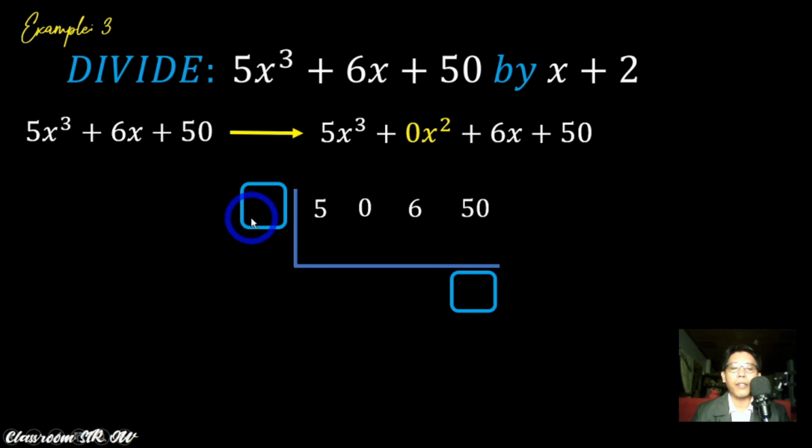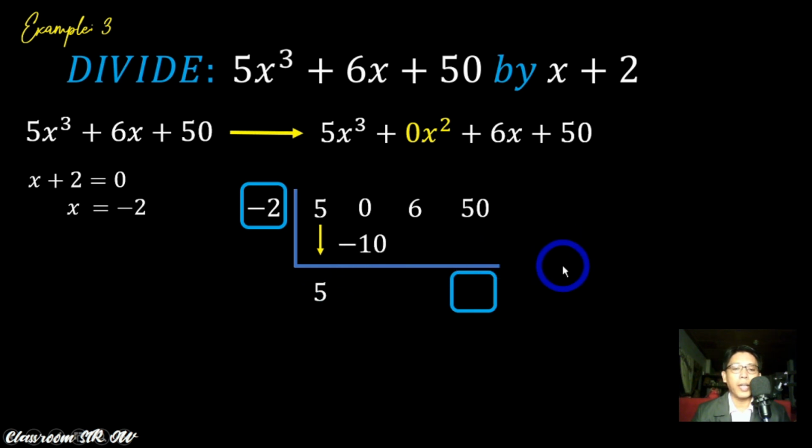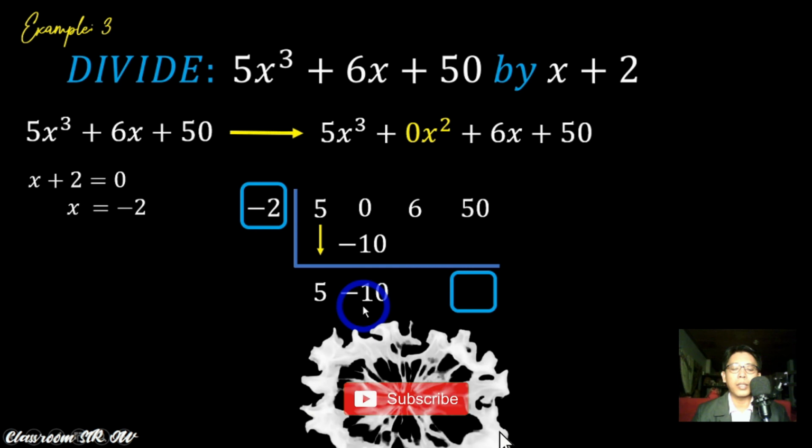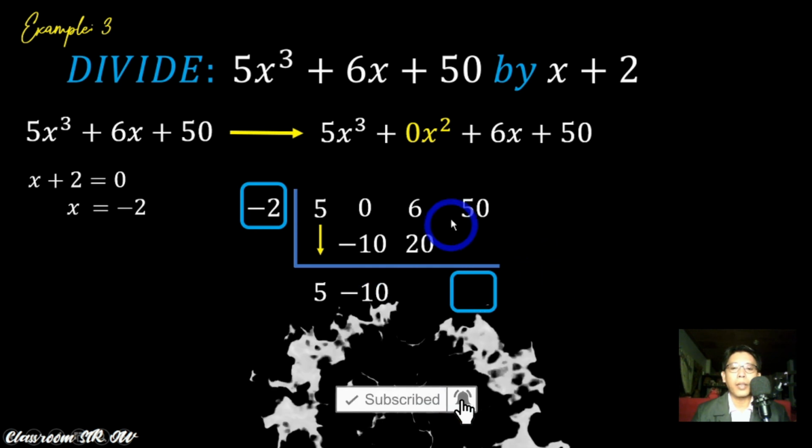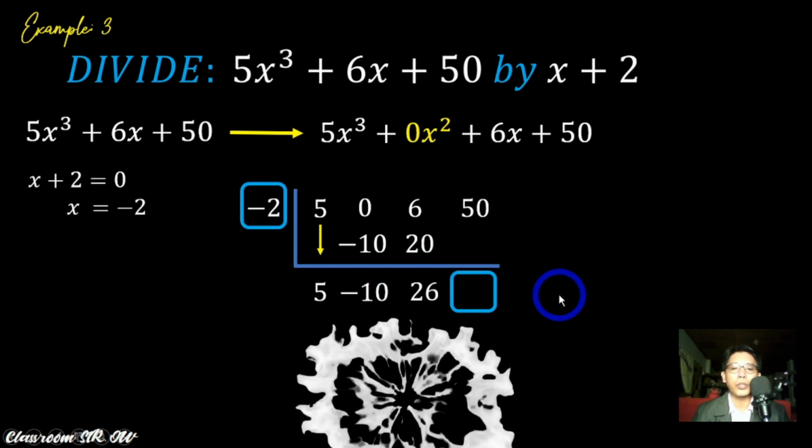So let us identify our divisor by equating x plus 2 equals 0. So our x is negative 2, so therefore our divisor is also negative 2. So the next thing is that we will bring down 5 and we will multiply negative 2 and 5. And negative 2 times 5 is of course negative 10. 0 plus negative 10 is negative 10. And negative 2 times negative 10 is of course 20. And 6 plus 20 is of course 26.